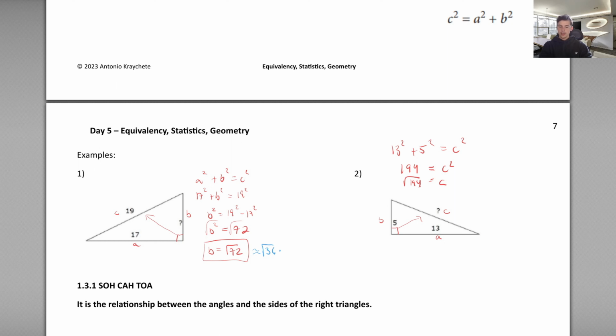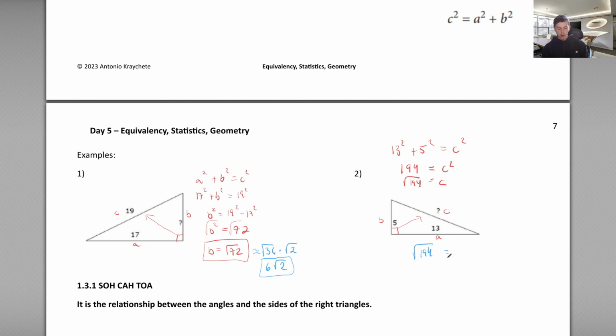So the square root of 36 times the square root of 2 equals the square root of 72. The square root of 36 is 6. So the square root of 72 is the same thing as 6 square root of 2. Let's try to do the square root of 194. So square root of 194, let's break it down.